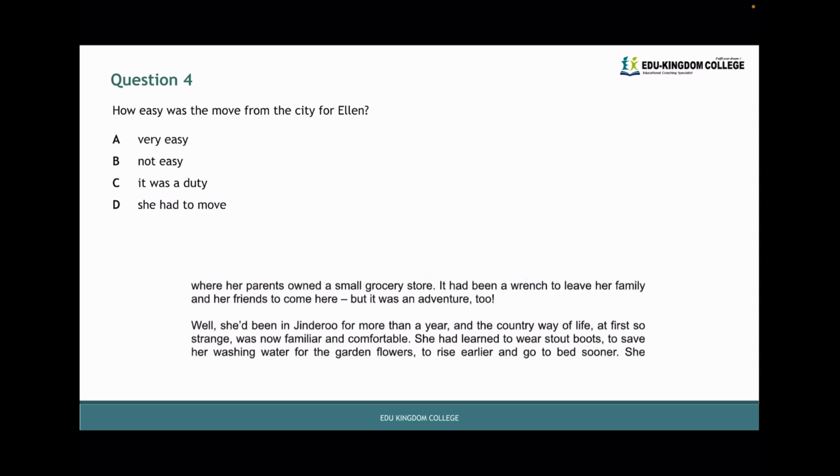I think the part that stood out to me the most was the fact that she had to save her washing water for garden flowers. That is not easy, having to be frugal about your water. It's just difficult, honestly. So for that reason, moving from the city is difficult or not that easy for Ellen. This is only one of the examples as well.